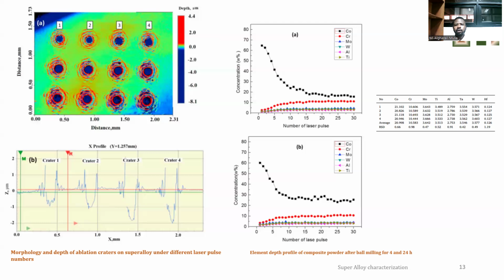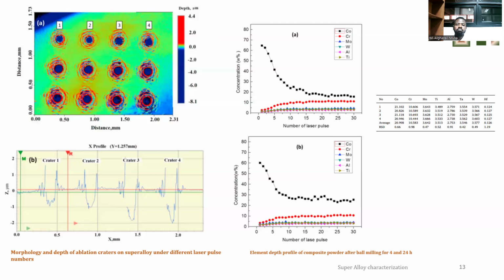And after that, on the right hand side, we are seeing two compositional images. They are telling us about the metal composition among two grinding times. The first being after 4 hours and the second after 24 hours. So clearly we are noticing from the surface and going in depth that the concentration of copper is changing, while other concentrations such as titanium, aluminum, tungsten are almost remaining the same.